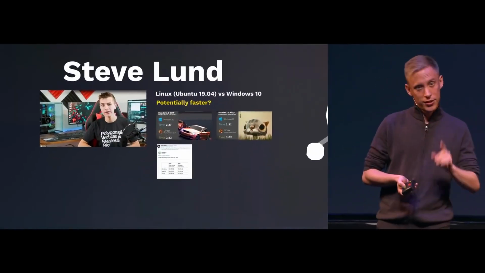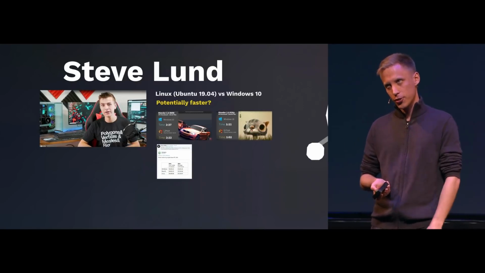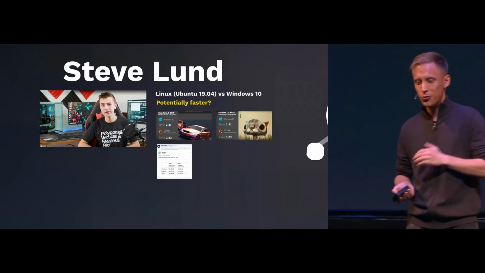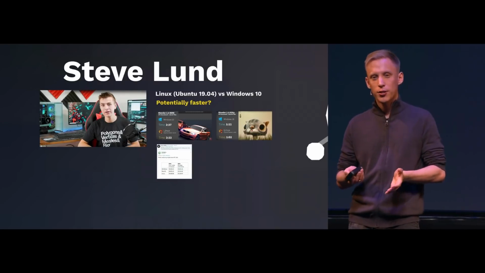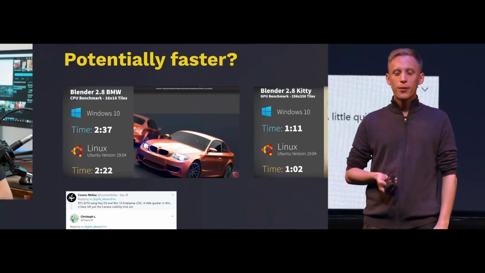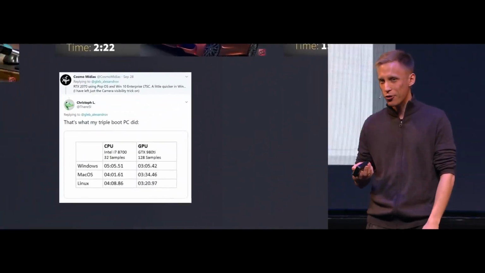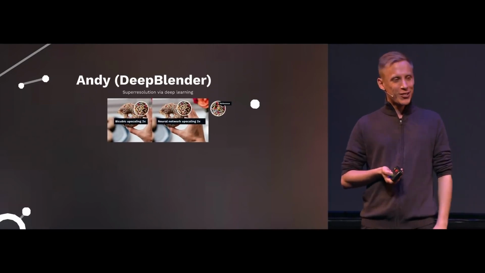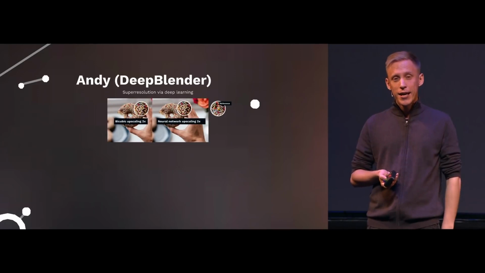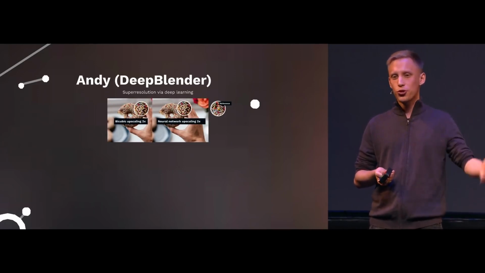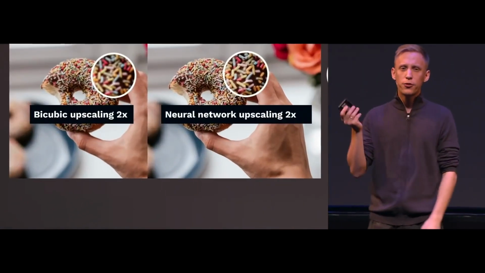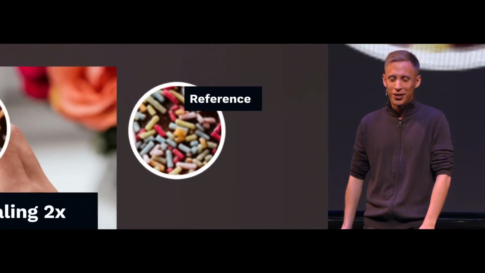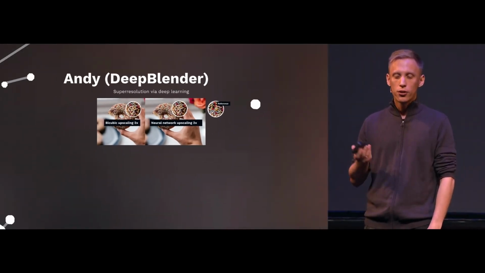And incidentally, the new version of eCycles is released today. We hoped that Linux would bring another competitive edge in terms of GPU rendering performance, as suggested by Steve Lund and other folks from the community, but we got a mixed bag of results, and we decided not to hurry up too much. We hoped that Andy, aka Deep Blender, would release a super resolution add-on for Blender that would allow us to render in 50% of the resolution and upscale everything to the original size without the quality loss. But yeah, I hope that one day he will do it.